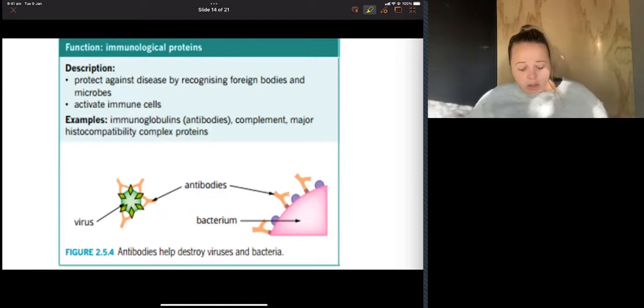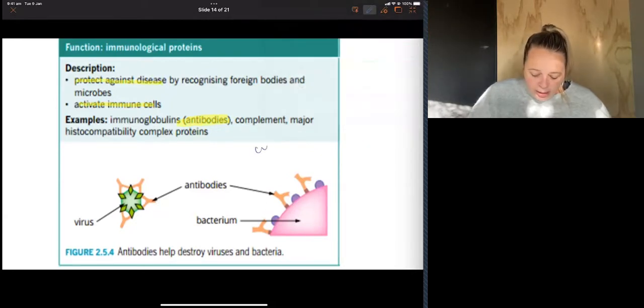These are the immunological proteins. They protect against disease by recognizing foreign bodies. So they activate immune cells. So we've got two different types. There are ones that are signaling molecules. These are called cytokines. And there are ones that actually protect against disease. Antibodies are your best example. And the other one that you might want to write down is cytokines.